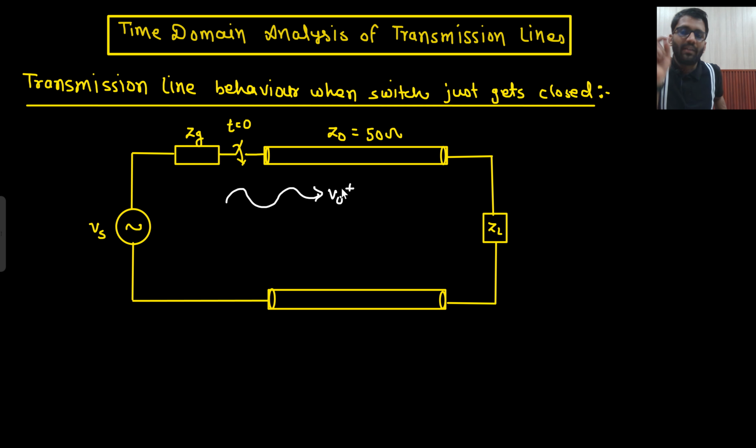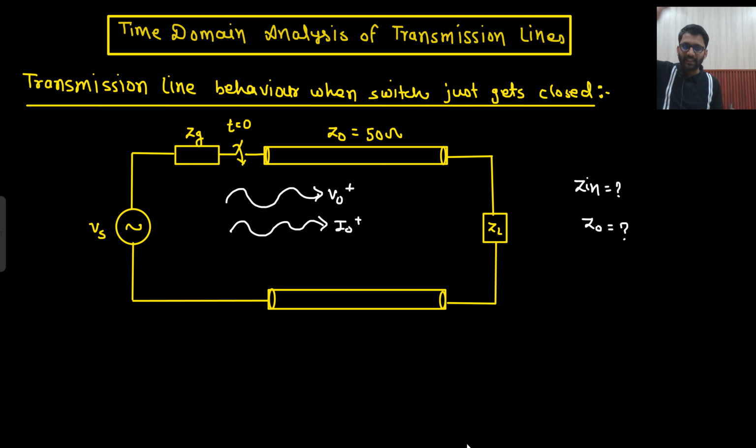Yes, you agree, right? Now what does V0 plus see? V0 plus sees Z in or Z0. In the first lecture we discussed it. Along with V0 plus, certainly I0 plus will also be there, but we only analyze with respect to voltage. So just as I close the switch, from the voltage source Vs we will have a voltage wave, that is V0 plus, and a current wave, that is I0 plus. So what will V0 plus and I0 plus see? Z in or Z0? In the first lecture, I told you about this. It will see Z0.